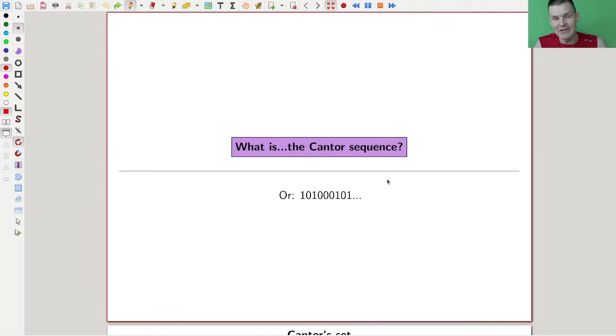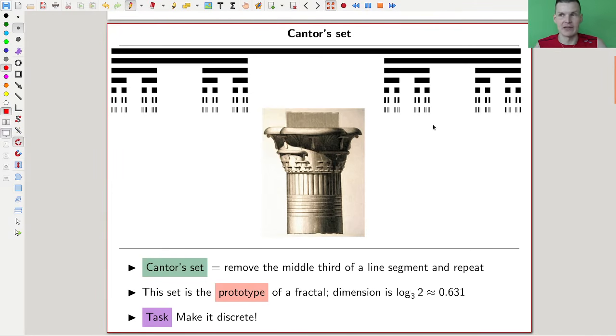One of my favorite sequences, very biased, is the so-called Cantor sequence, or Cantor set sequence, I can't decide. But we'll see what it is. It starts off like this: 1, 0, 1, 0, 0, 0, 1, 0, 1. And if you're guessing the next entry is 2, then you're wrong. Anyway, we'll see what it is. It's related to the Cantor set.